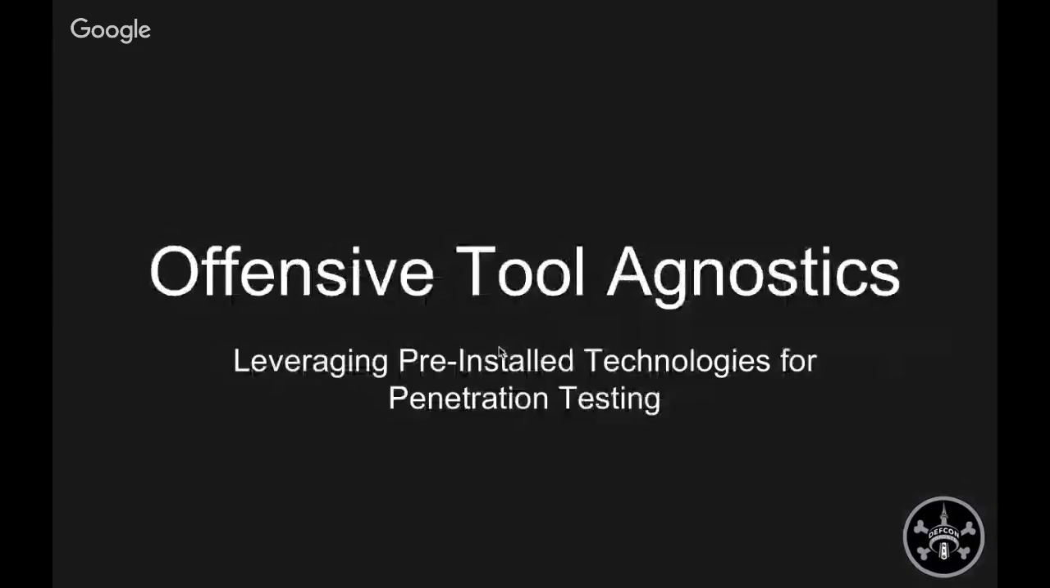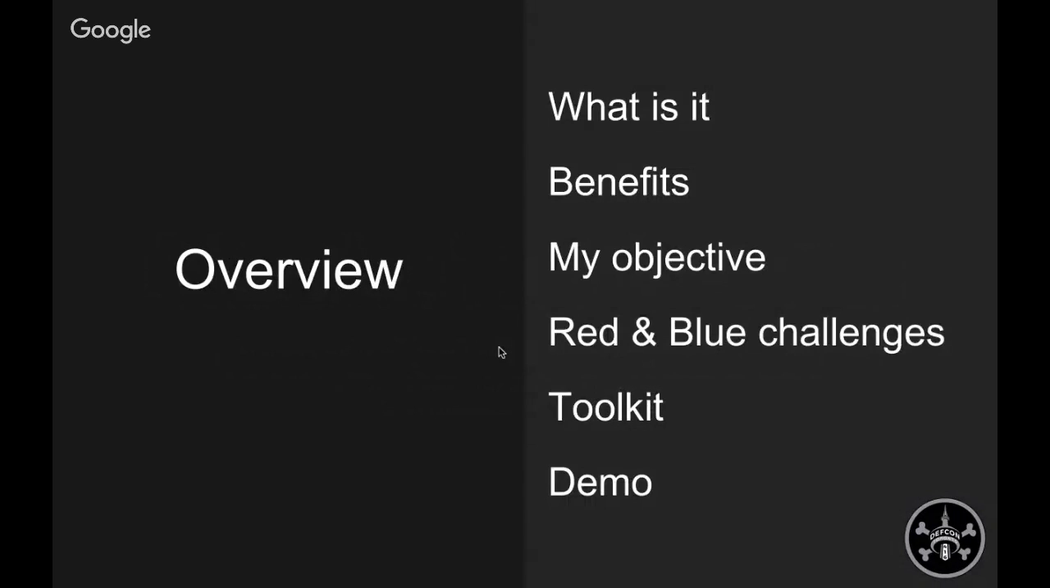It's Tool Agnostic, leveraging those ecosystems. Just a quick overview of what we're going to be talking about. What is this exactly? It's really more of a methodology, a concept, a philosophy you can apply to your red practices. You can also apply this to blue practices as well. The benefits from adopting this kind of thinking with your pen testing skill set, as well as my objective as to why it's something I want to spend time with specifically over the last few years.